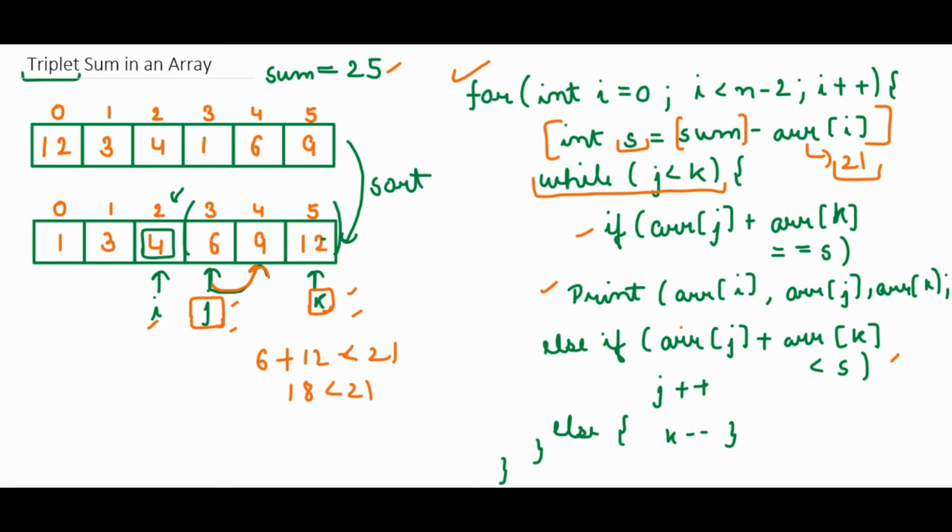Otherwise, else means if array of j plus array of k is greater than s. That means if array of j, which is 6 plus 12, if it would have been a greater value than what we want, then we have to decrease our k. Okay, this is what we have to do. In this question, we didn't have the need to decrease it, but whenever it is greater than the required value, we have to decrease the k so that we can decrease this value, right?